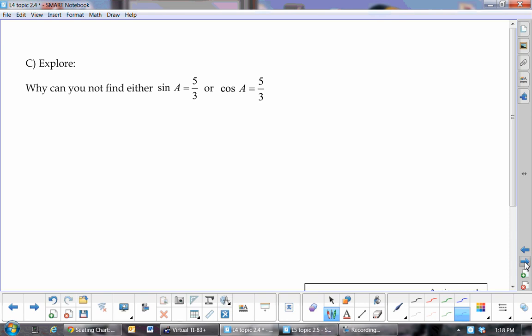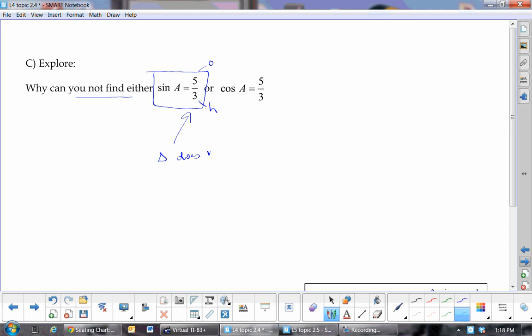So, here's a question for you. Why can you not find sine A equals 5 over 3? Try it. Second function sine, 5 over 3. Just try it. Find the angle. Opposite, right? Do you see how this is supposed to be opposite over hypotenuse? Is the opposite ever allowed to be bigger than hypotenuse, right? So this triangle does not exist.